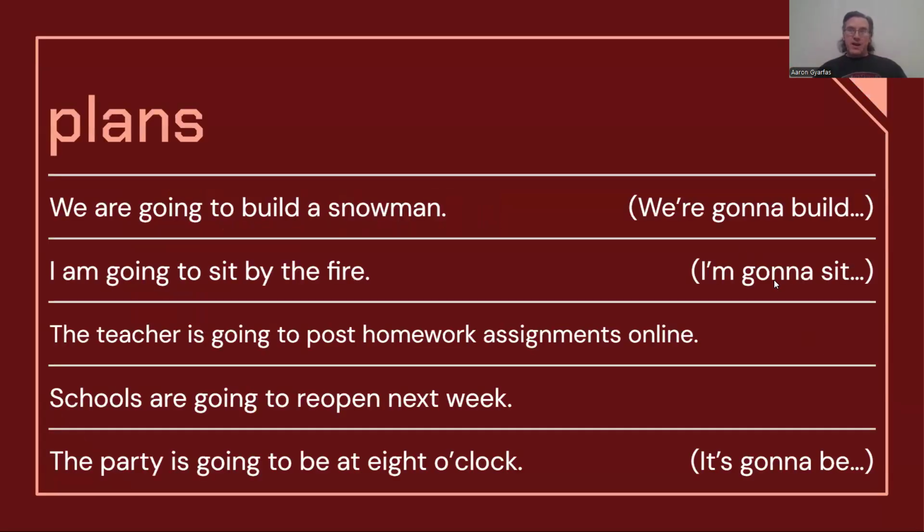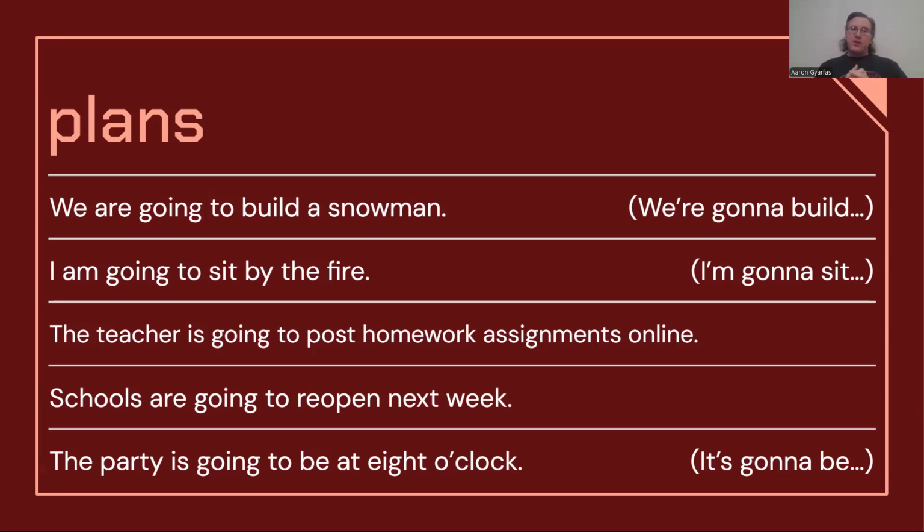So, hey, it's going to snow tomorrow. So, my plan, we are going to build a snowman. In spoken English, it will often sound like we're gonna build a snowman. I'm going to sit by the fire. That sounds like a good plan. I'm gonna sit by the fire, relax, drink some hot chocolate.